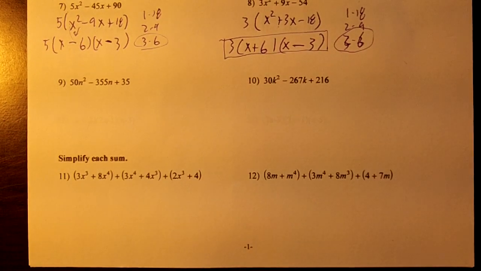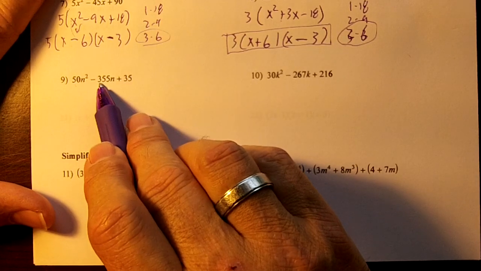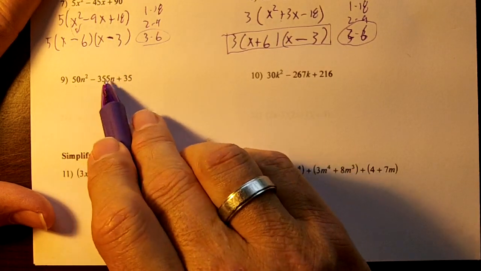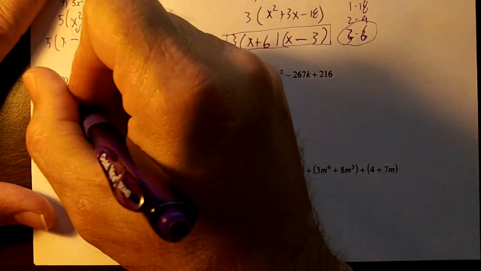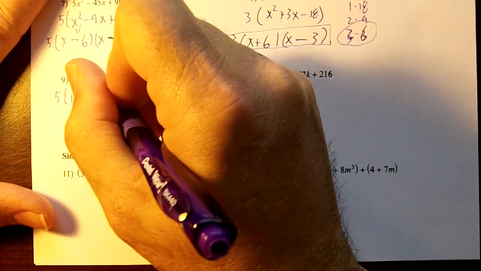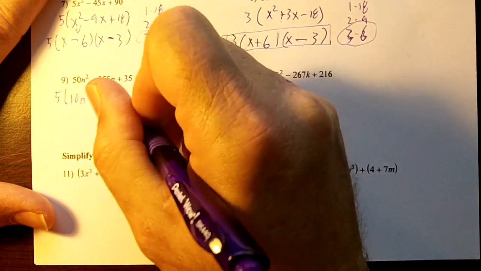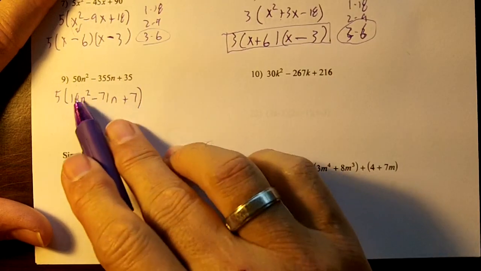Okay, number 9 and 10, the last two factoring problems. 50n squared minus 355n plus 35, they all divide by 5, don't they? So I could take a 5 out. That's going to be the largest factor. So put a 5. 10n squared minus 71n plus 7. Okay, now then, I need to factor this, don't I?